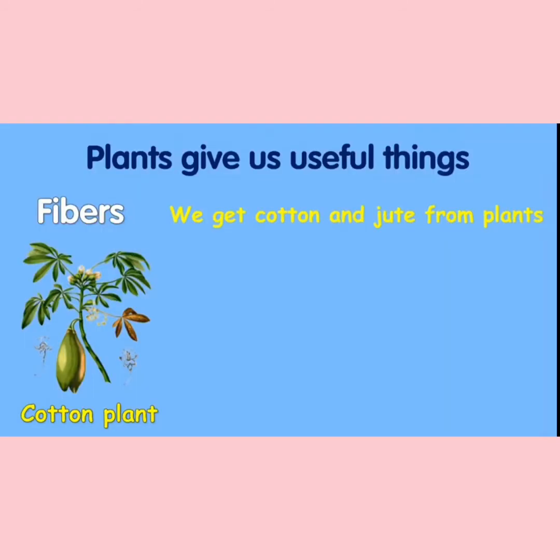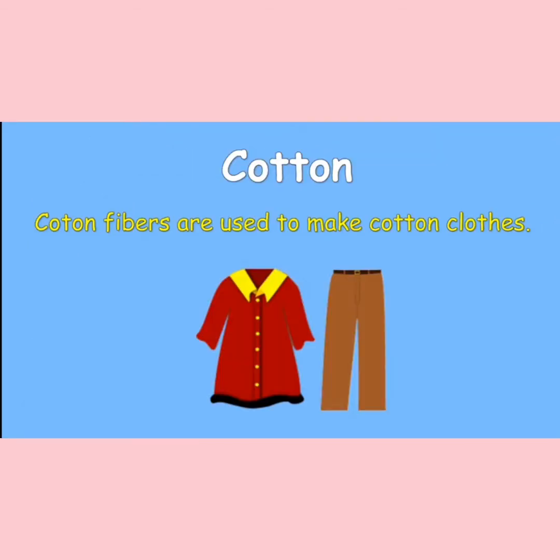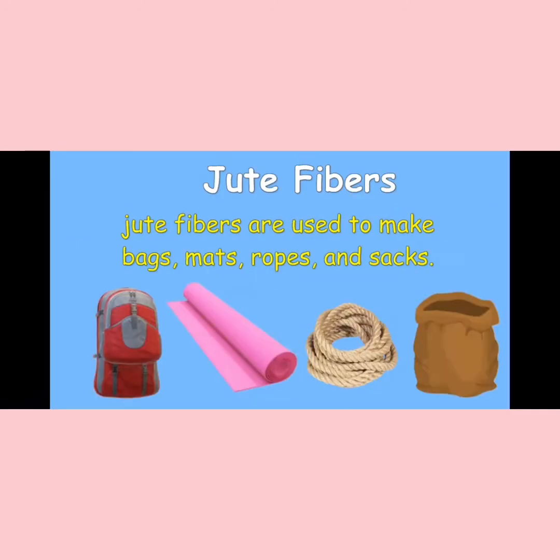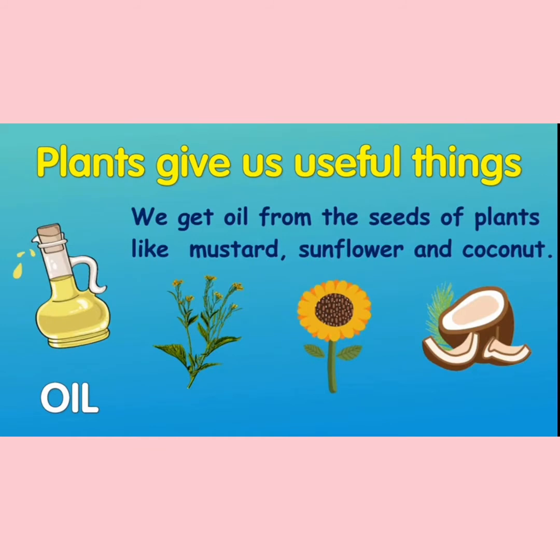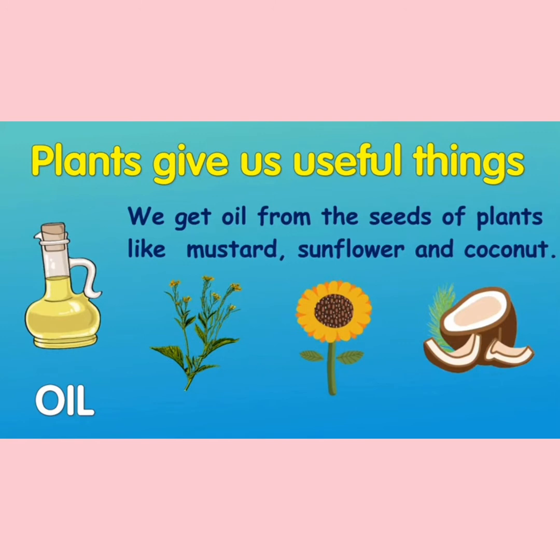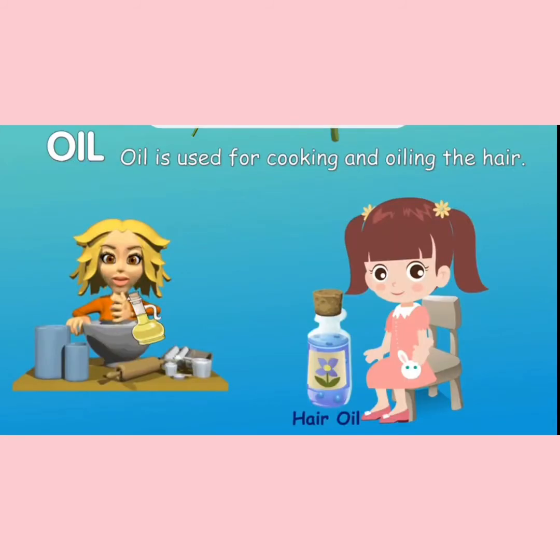We get cotton and jute from plants. Cotton fibers are used to make cotton clothes. Jute fibers are used to make bags, mats, ropes and sacks. We get oil from seeds of plants like mustard, sunflower and coconut. Oil is used for cooking and oiling the hair.